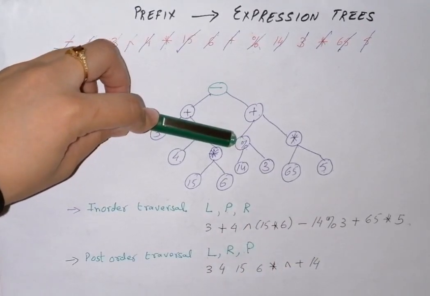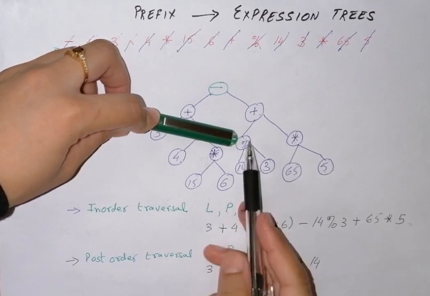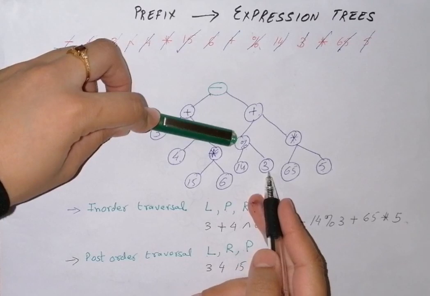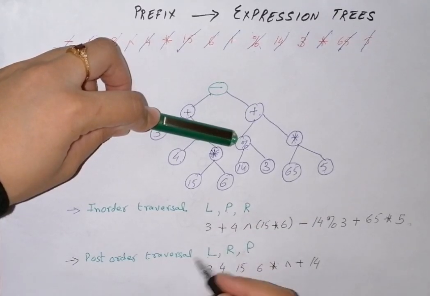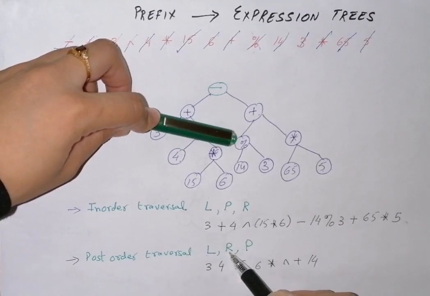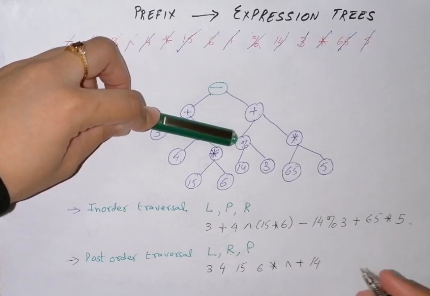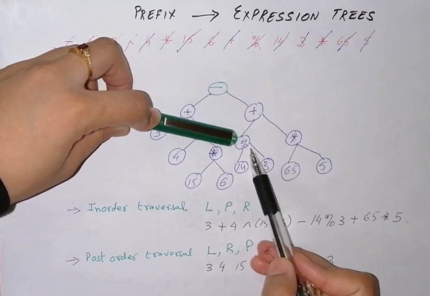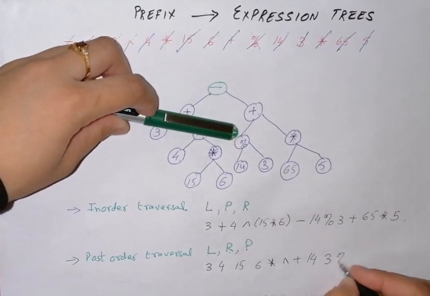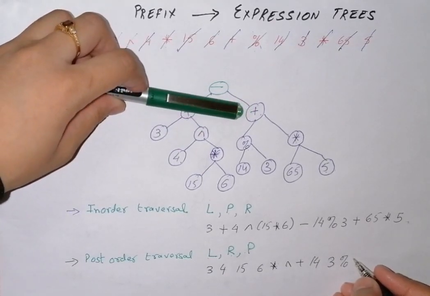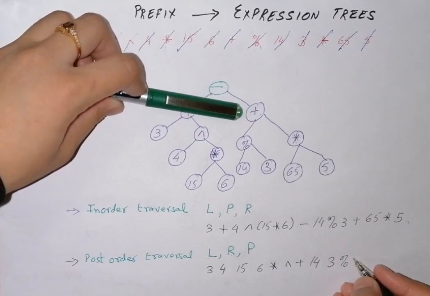Similarly, after printing 14, it will return back to the division. Since the left subtree of this division has returned, it will call the right subtree, which is 3. At 3, the function calls itself again, it will look for the left subtree, which is null, then the right subtree of 3, which is also null, then it will print itself, that is, it will print 3. Now since the right subtree has also returned, the division operator will print itself and return to the calling operator, which is plus.